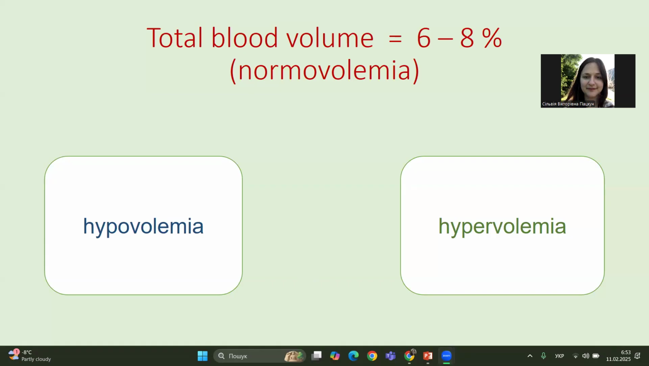So today we have physiology of the blood. Total blood volume makes up 6 to 8% of body weight, and it is called normovolemia. If total blood volume makes less than 6%, it is called hypovolemia. If total blood volume makes up more than 8%, it is called hypervolemia.